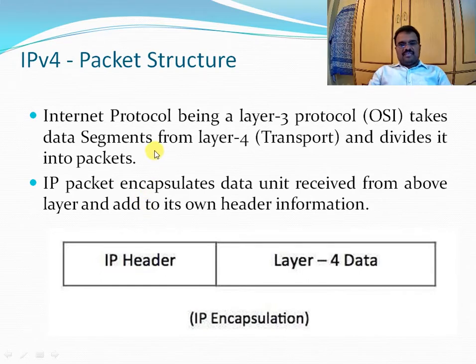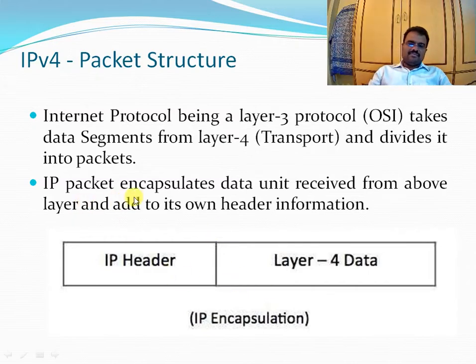Now if we look at the IPv4 packet structure, the Internet Protocol is a layer 3 protocol in OSI and takes data segments from layer 4, that is the transport layer, and divides them into packets. It means that while sending data over the internet, IPv4 divides the data into packets, small chunks of data, and each packet must contain the IP header and also layer 4 data. That is IP encapsulation.